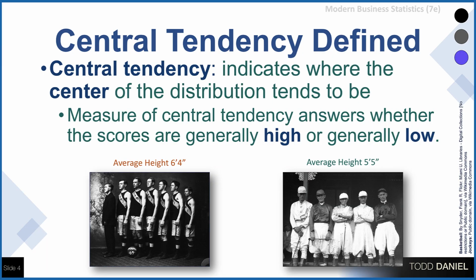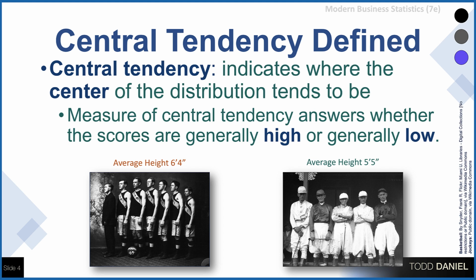Our 2 questions, therefore, are central tendency. Where does the center tend to be? We'll also call that a measure of location. And spread, which we will call variability. Let me then define what is central tendency. Well, like it says on the tin, central tendency is where the center of the distribution tends to be.